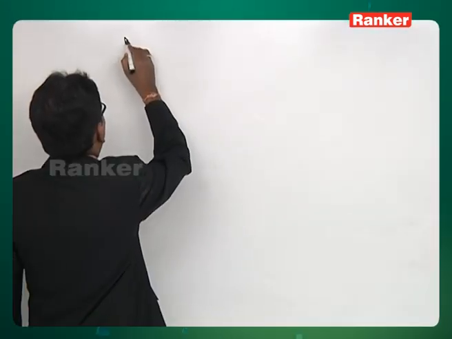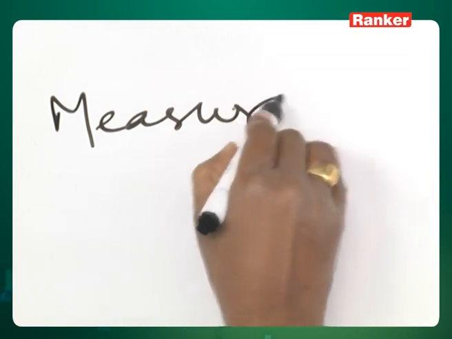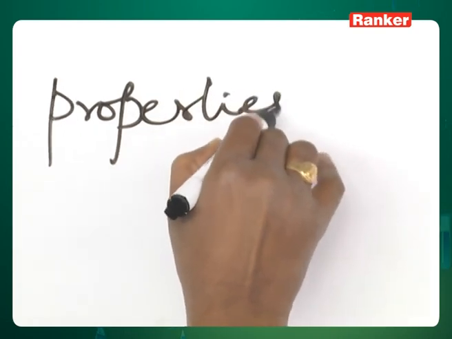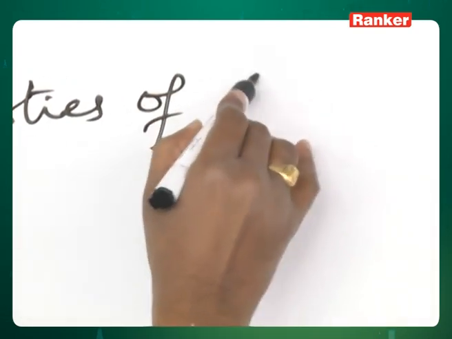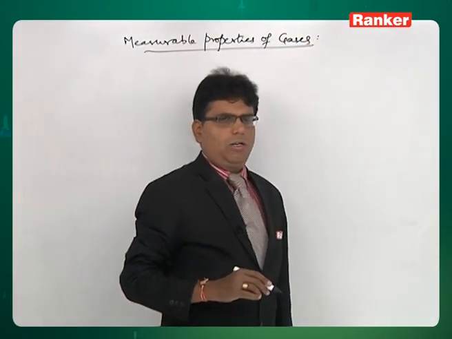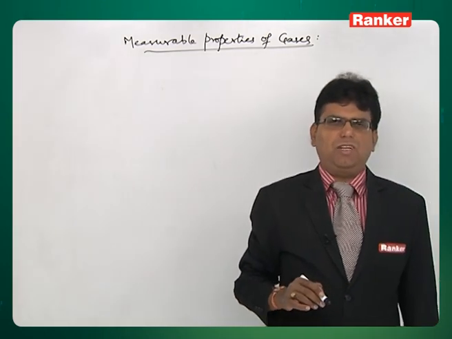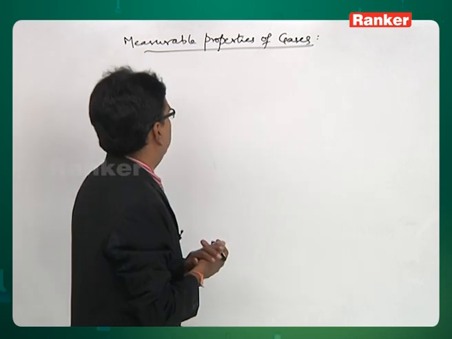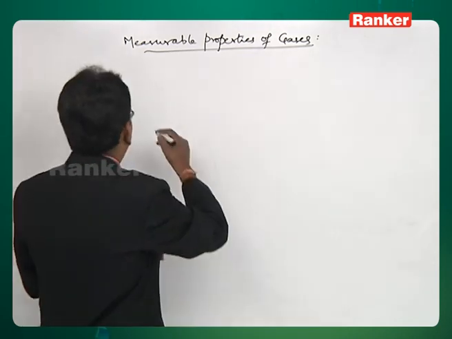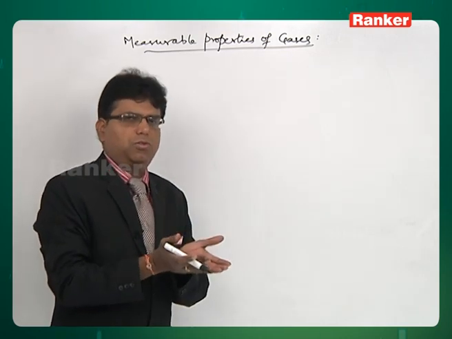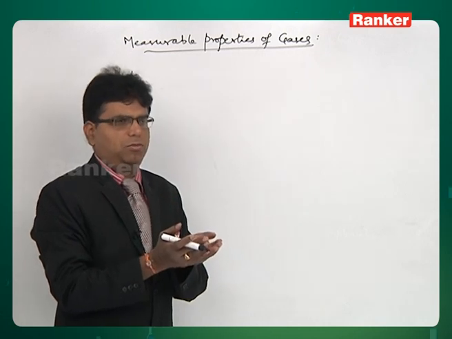Measurable properties of gases. What are all the different measurable properties of gases? To define a gas, the measurable properties we require are, first of all, for any substance, the amount of substance. That is what we have to define: how much is the amount of substance we took.